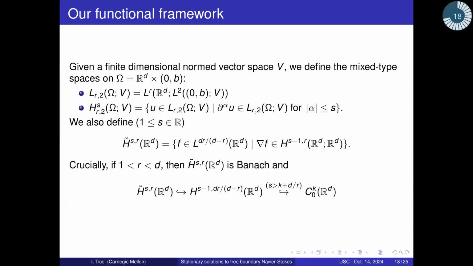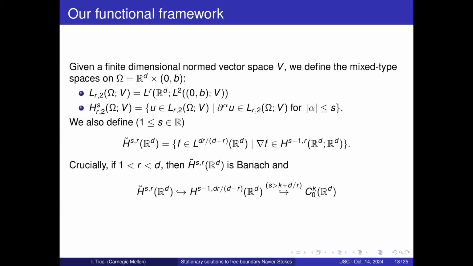Okay, the framework that actually ended up working is as follows. Given a vector space V, we're going to define a strange mixed type functional framework, and we'll write it as L^{R,2}. What you should think of is that this is LR in the cross section, which is R^d in this context, with values in L2 in the vertical direction.